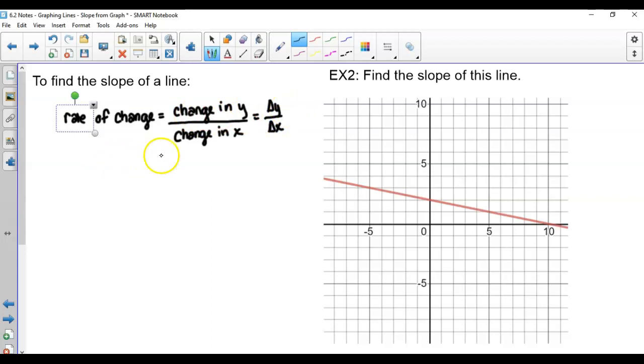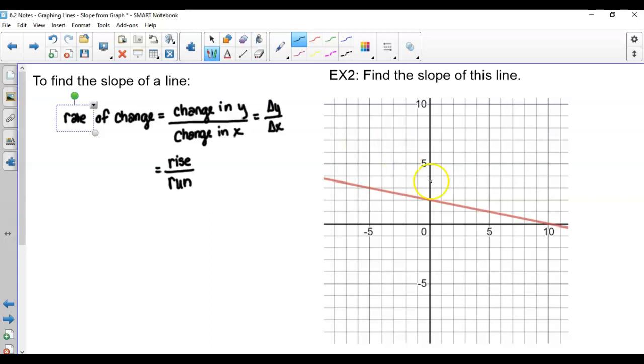And a shortcut we sometimes call this is rise over run. Now that's of course not an official mathematical term there, but rise, when you rise up, you go up or down. When you run across the room.